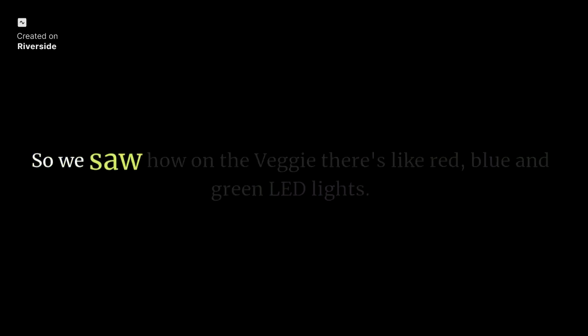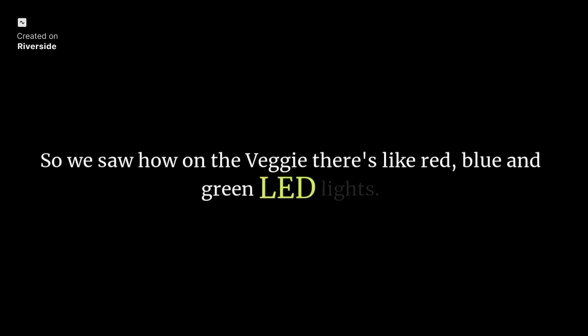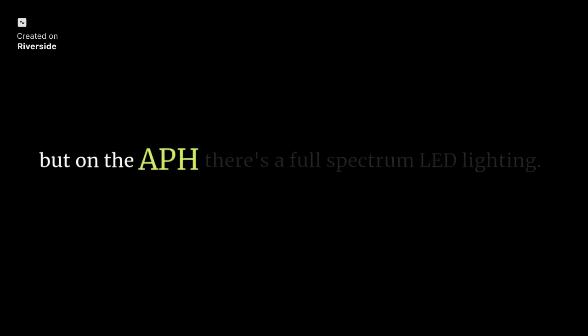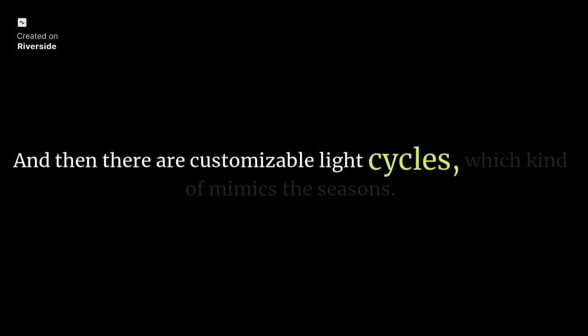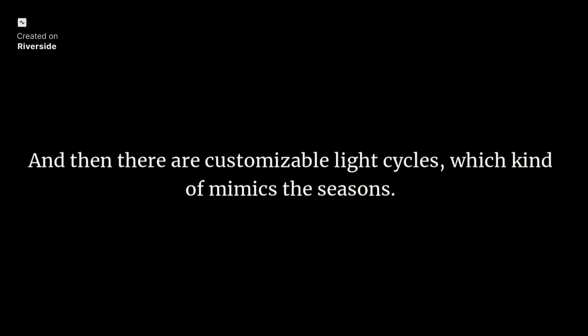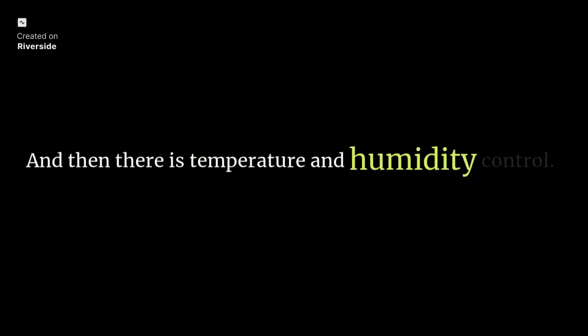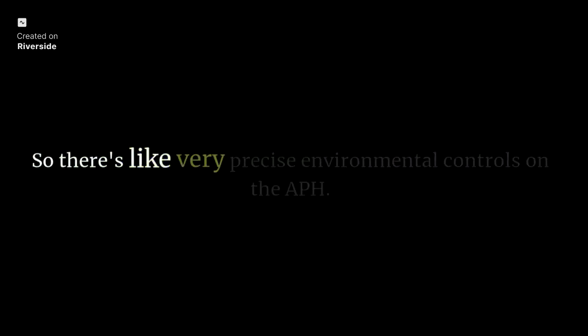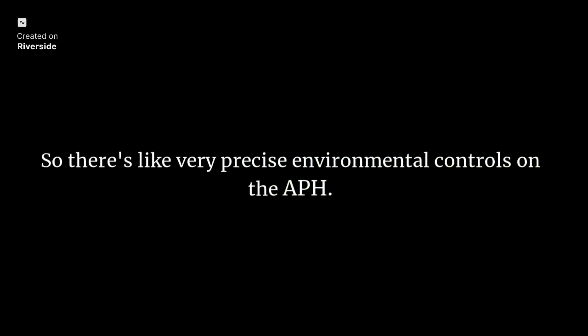So we saw how on the Veggie there are red, blue, and green LED lights. But on the APH, there's a full spectrum LED lighting. It actually simulates natural sunlight. And then there are customizable light cycles, which kind of mimics the seasons. And all of this can be controlled from Earth remotely. And then there is temperature and humidity control. So there are very precise environmental controls on the APH.